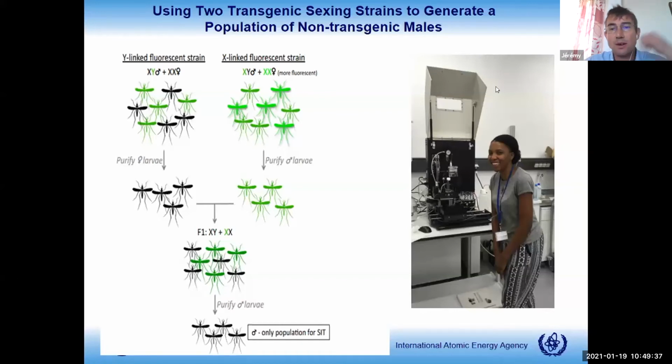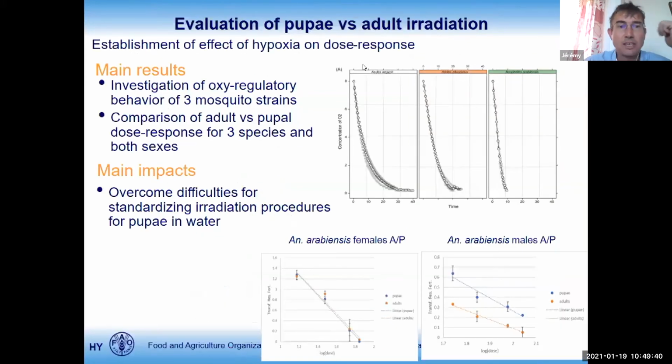Of course, at the lab, we are also working a lot on irradiation. So we discovered recently that mosquito pupae are able to use oxygen in the water and at different speed between species. So, for example, Aedes aegypti is able to adapt to the oxygen concentration in its environment. And if you decrease this concentration, it will start to breathe more and more slowly, and it will take up to 40 minutes to use all the oxygen in the water.